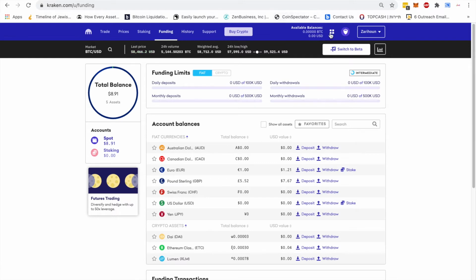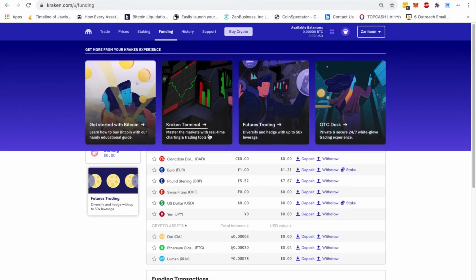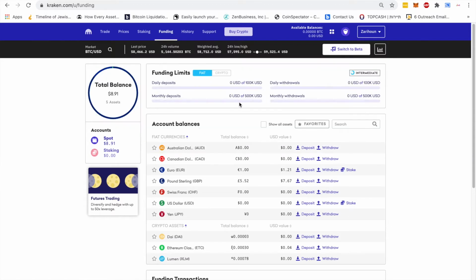Now, the coolest part about this one is actually here. If you click on this section, you have the option to open Kraken Terminal, which was an open source platform, but in the past year, Kraken basically only enabled it for Kraken users. And then you have futures trading, and then you have the OCC. From my perspective, Kraken futures trading is very intuitive. It's very pleasant, and everything works, everything makes sense.